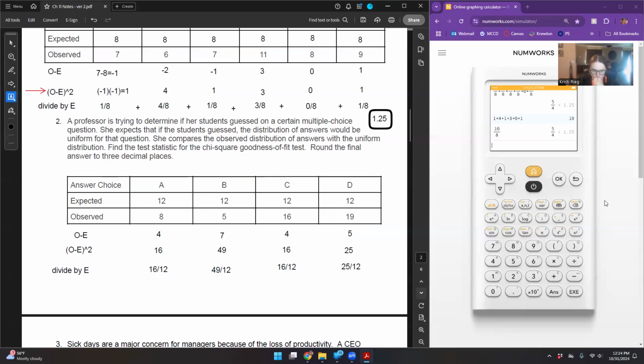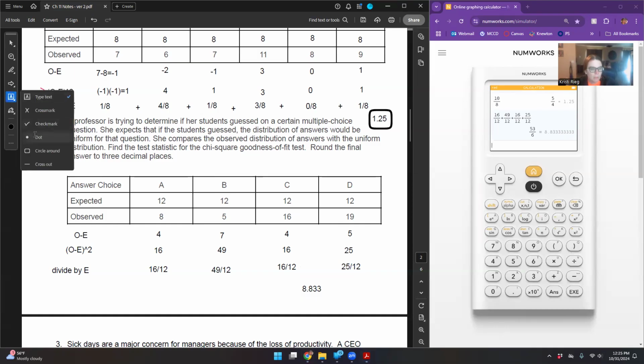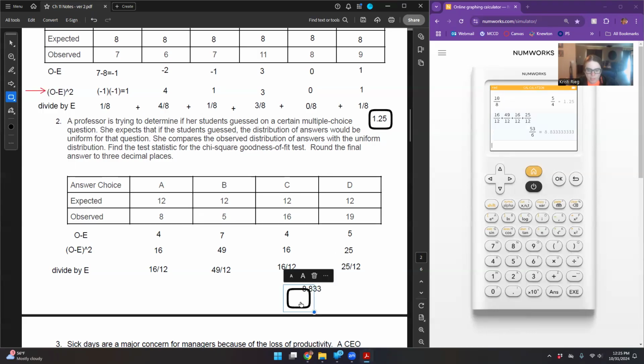Okay, so here we go. 16 divided by 12 plus 49 divided by 12, 16 divided by 12, 25 divided by 12. Everything should be positive. Everything should be adding. And it says round to 3 decimal places. So here is my fraction answer. And rounding to 3 decimal places, I see that the answer is 8.833. Beautiful. Final answer.